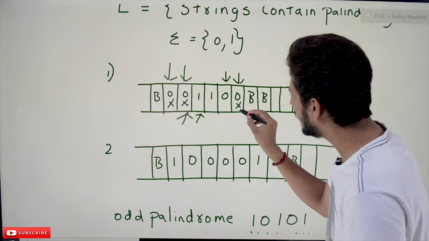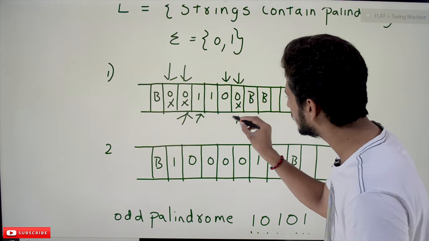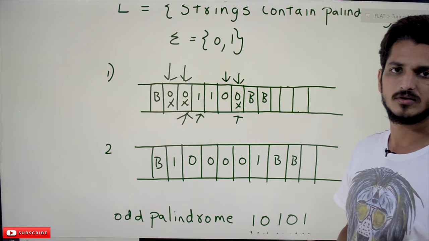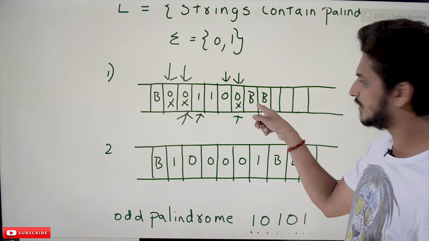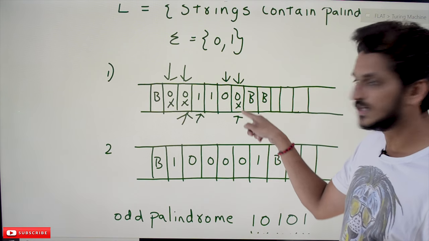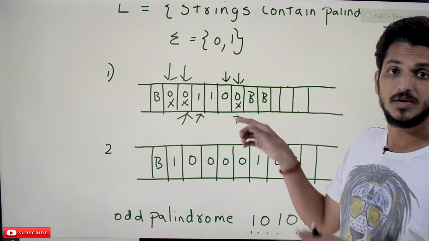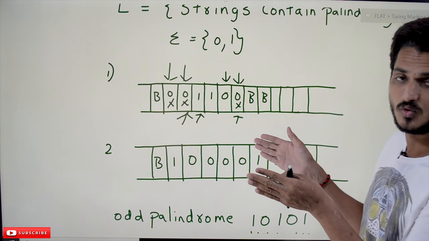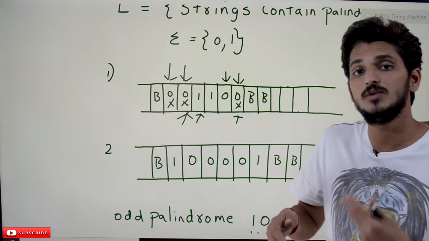Now we found x here. So the first time we have seen blank. Second time we have seen x, which means we have to move to the right side until the input is over. How do we know that the input is over?